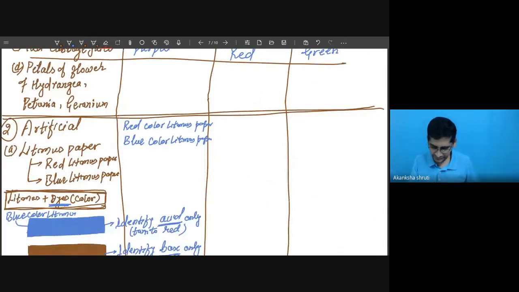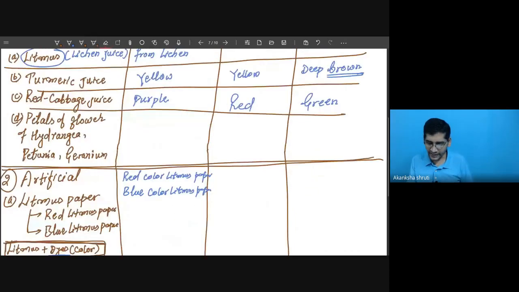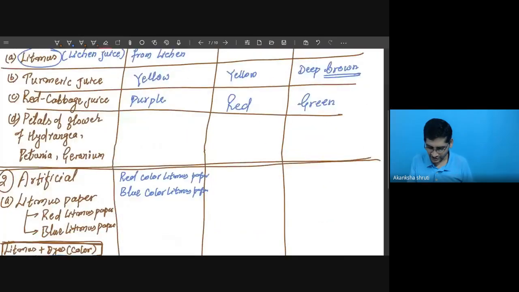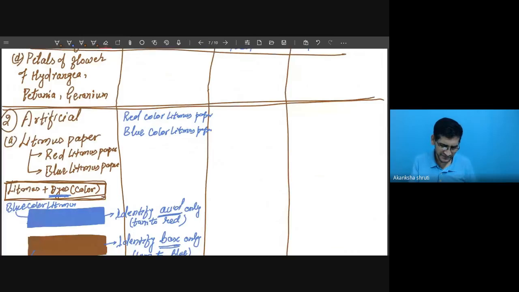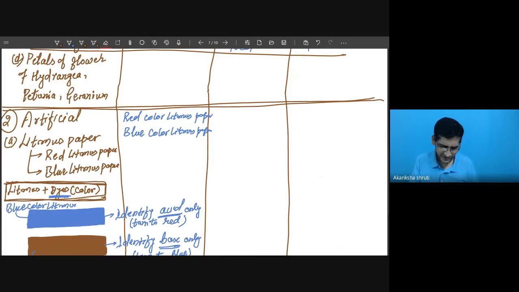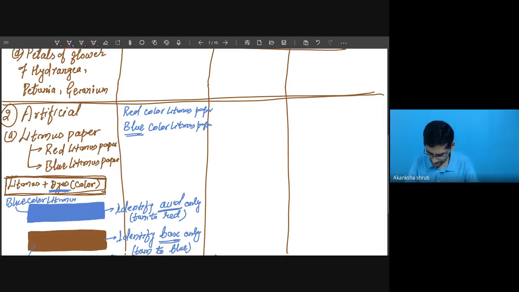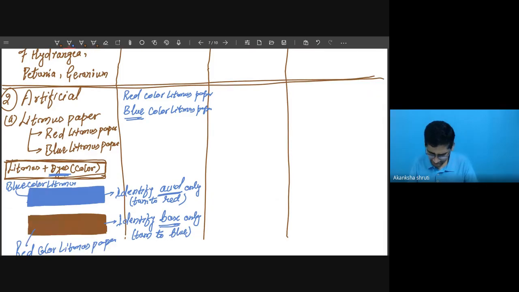Now, the second column is for the acid. So in this case, for acid, we need to choose the blue color paper. So this blue color paper I have written here. Are you getting this? So blue color is used for acid.